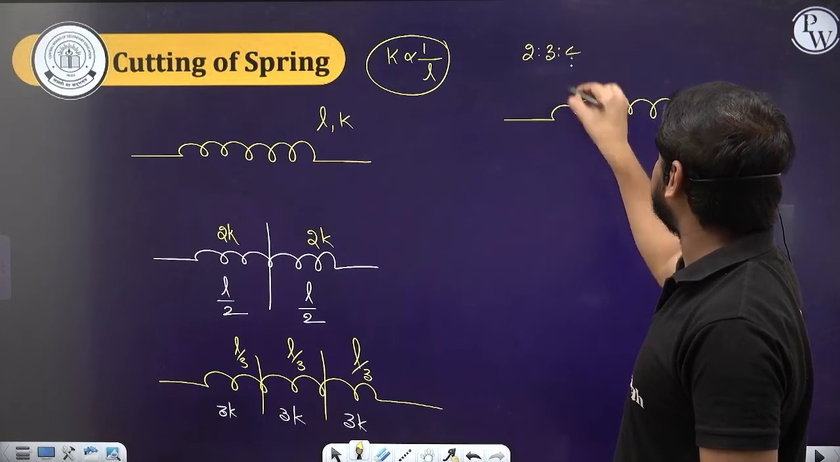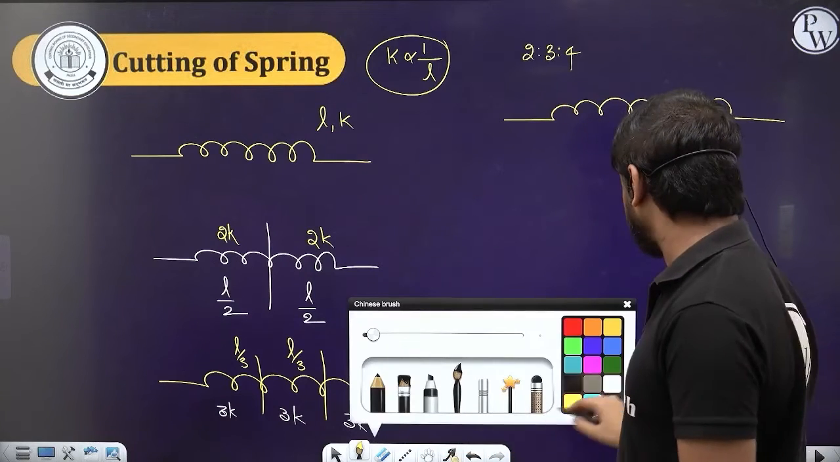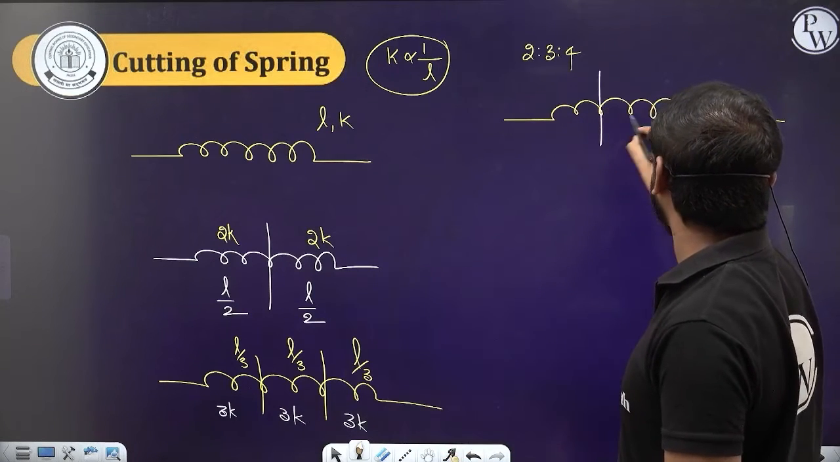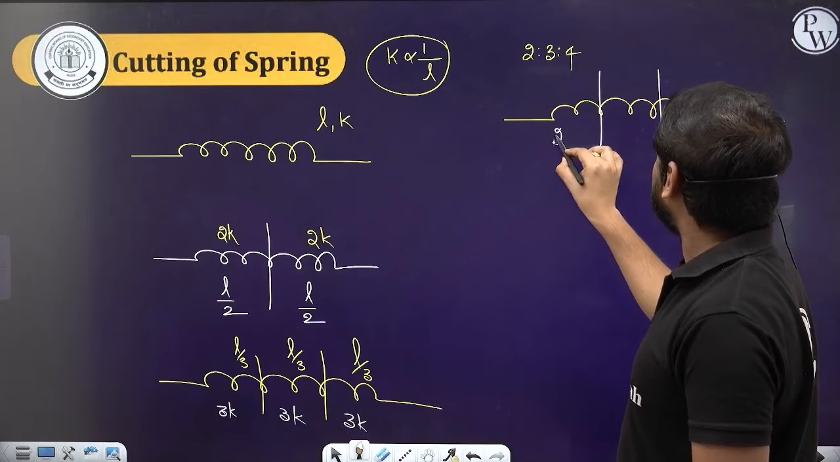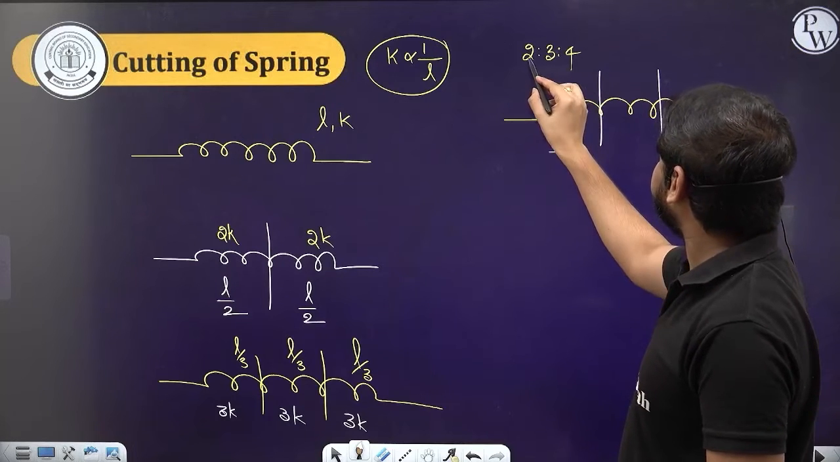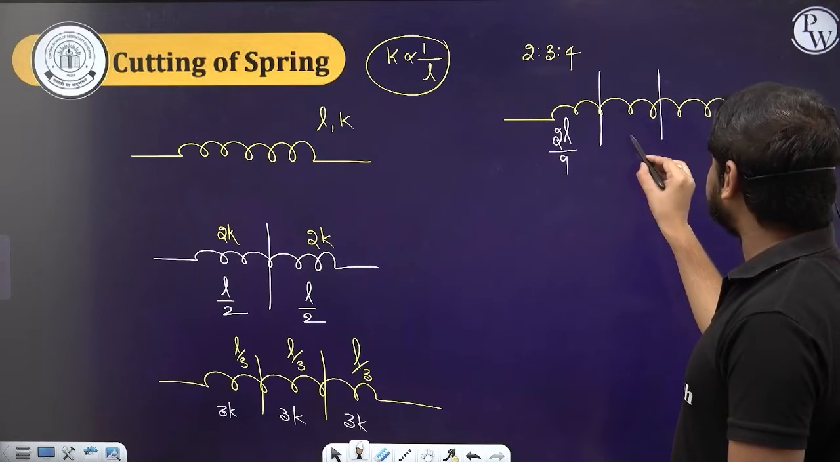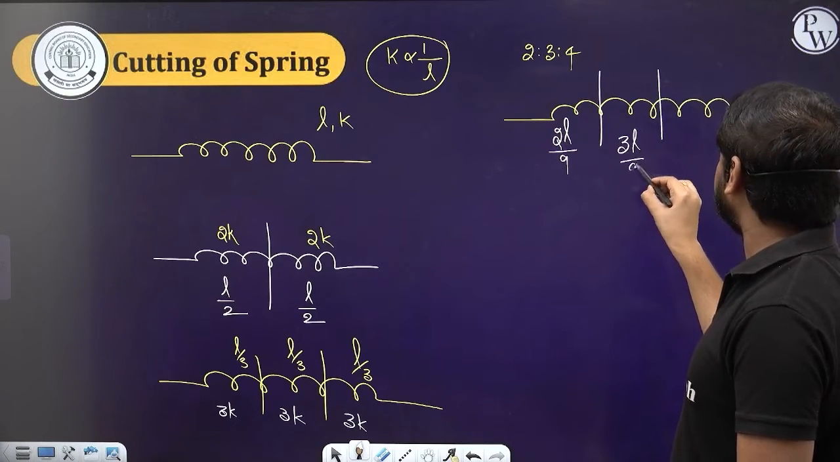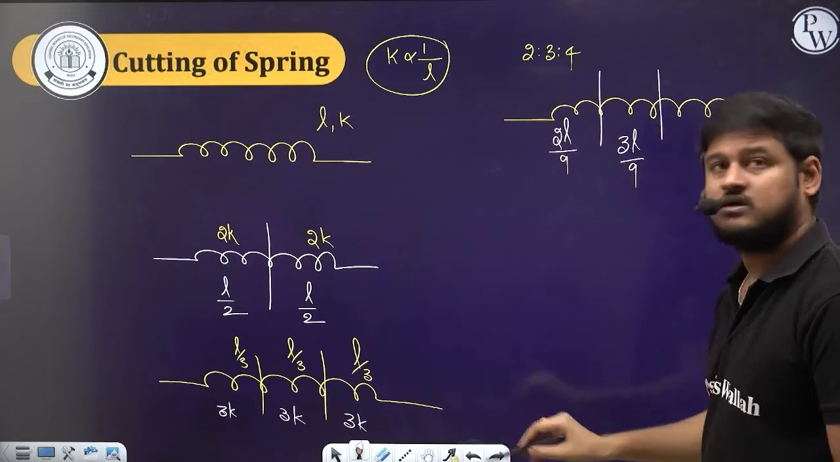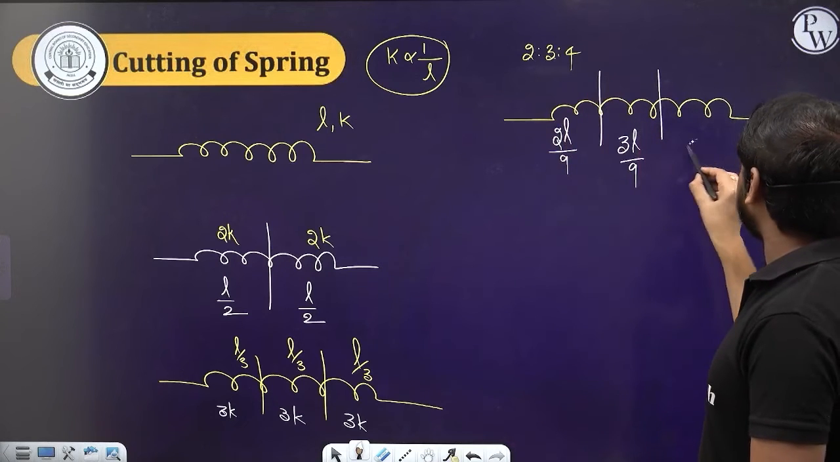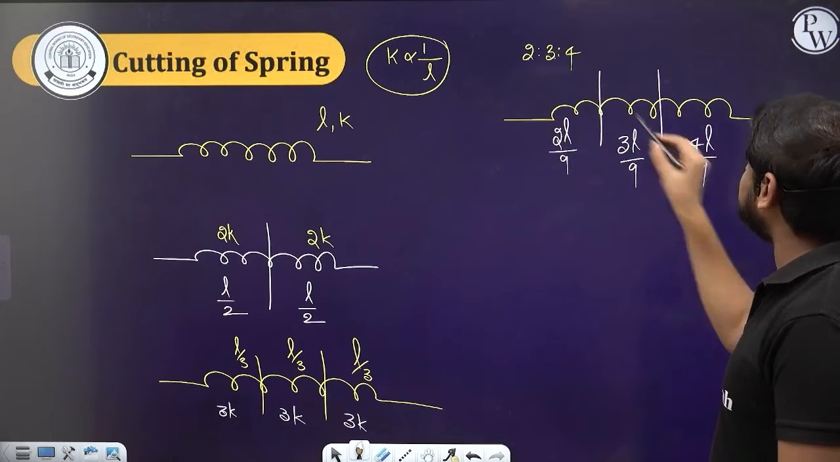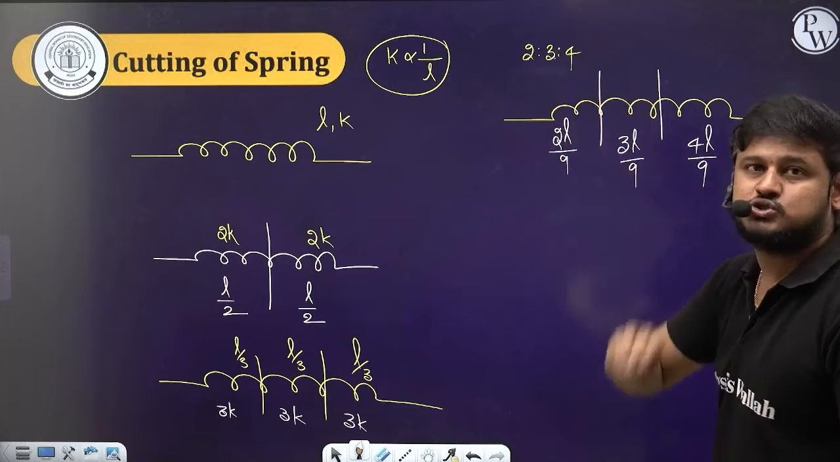It is cut into 2:3:4 lengths. So what is the first one's length? I can write 2L by the total, 2 plus 3 plus 4, which is 9. So 2L by 9. The second one is 3L by 9, 3 parts out of 9 parts. Yes or no? Then the third one is 4L by 9, because there are 9 parts in total, right? 4 plus 3 plus 2, 9 parts.